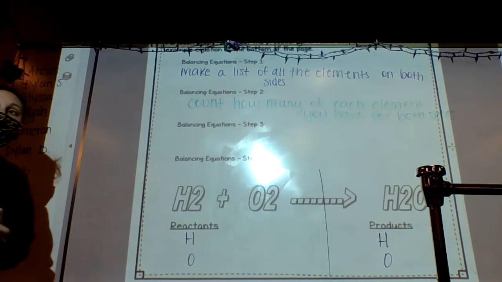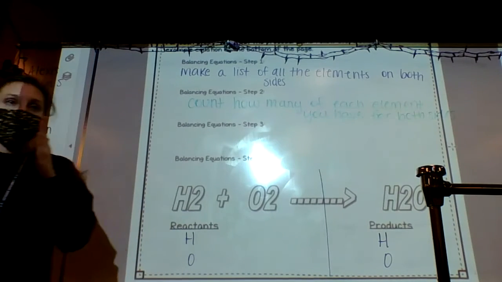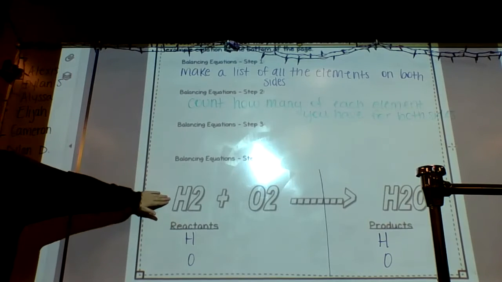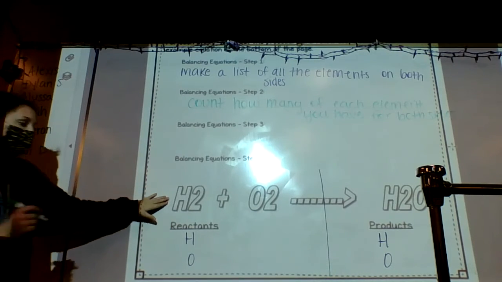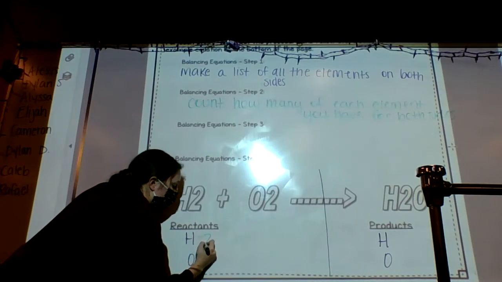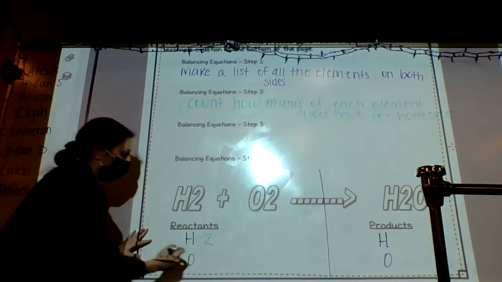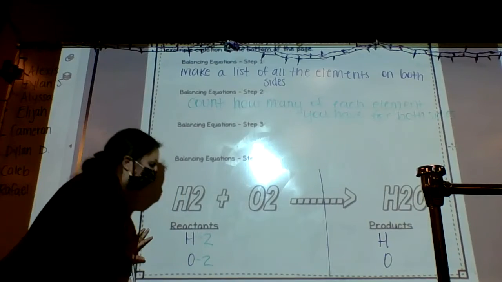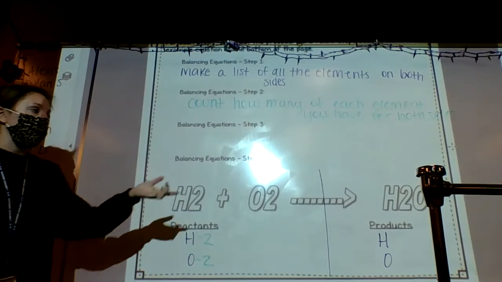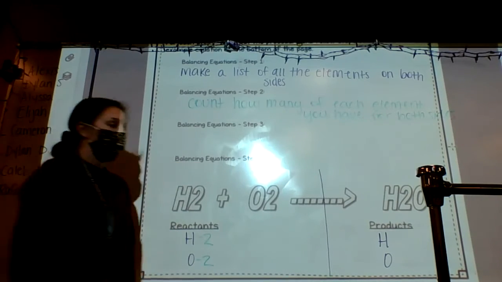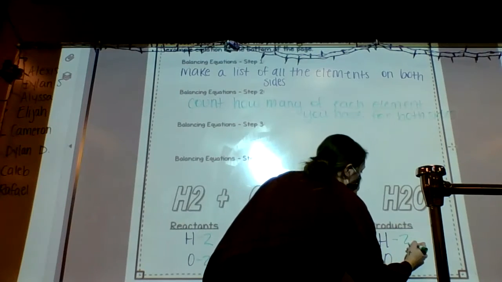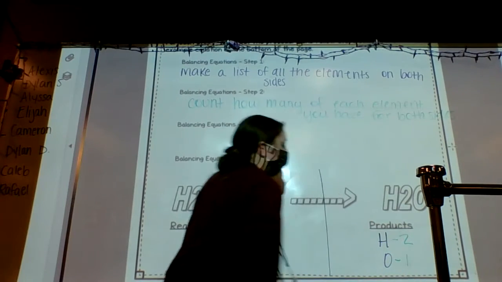So this goes back to last week. I've prepared you for this. We are ready. How many hydrogens do I have on my reactants? 2. So I'm just going to put a 2 next to hydrogen. What about oxygen? 2. I'm going to do the same thing on my product side. How many hydrogen do I have in my products? 2. And what about oxygen? 1.